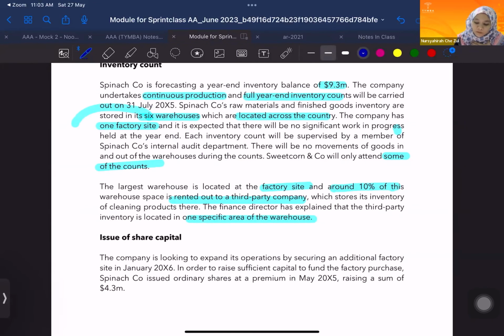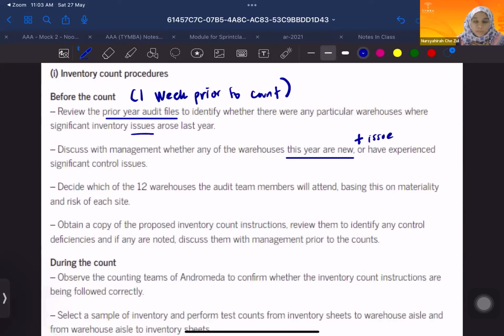Okay, but yeah, this is applicable. You can talk to the management if they have any new warehouse during the year, just to make sure that you are covering the whole warehouse under the company. Okay, next, decide which of the, in this case, six warehouse the audit team will attend based on the materiality and risk of each site.